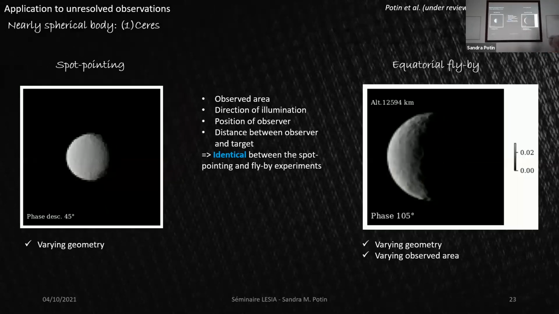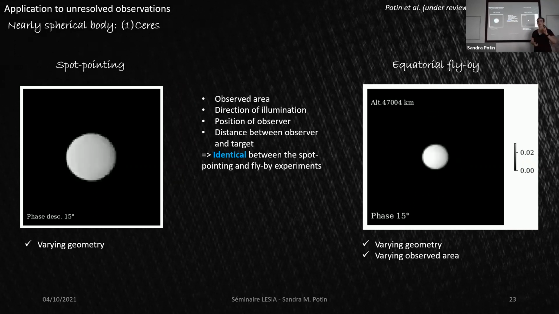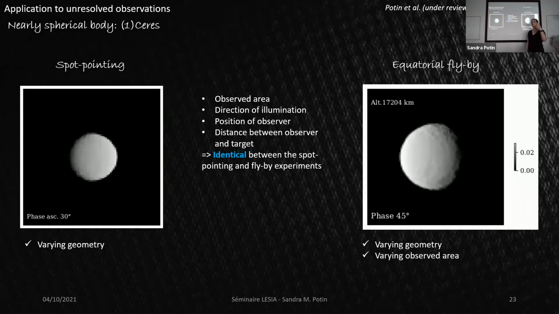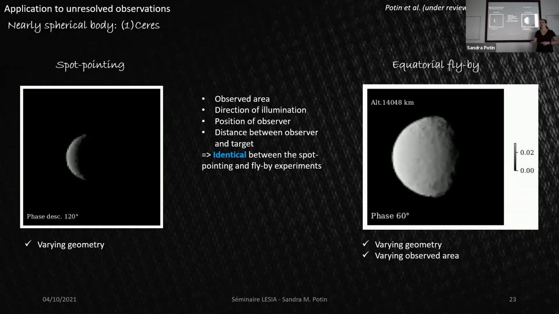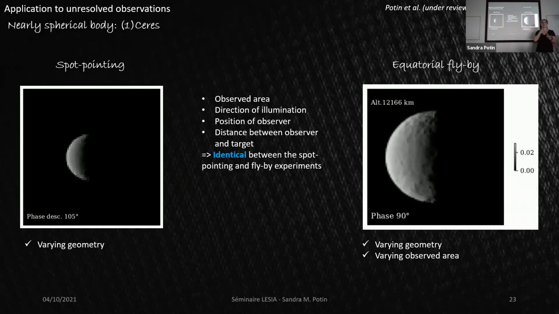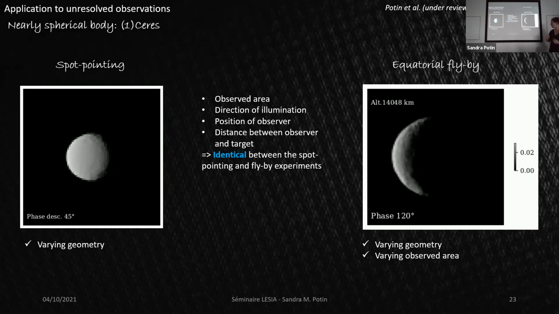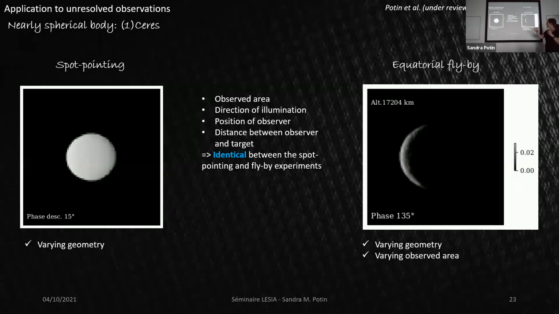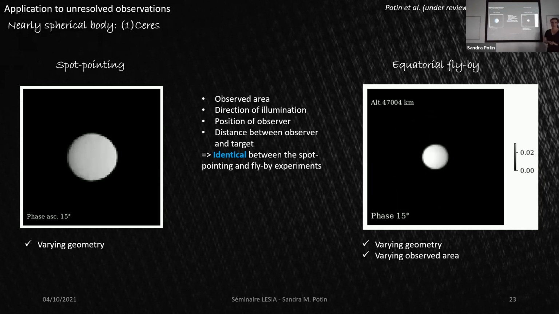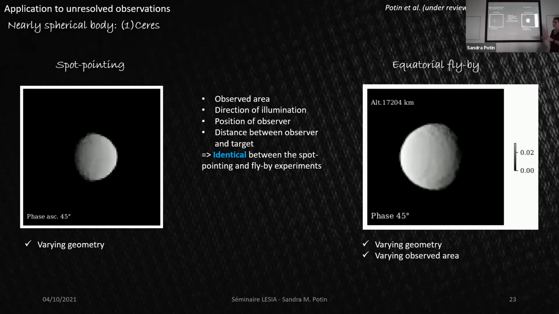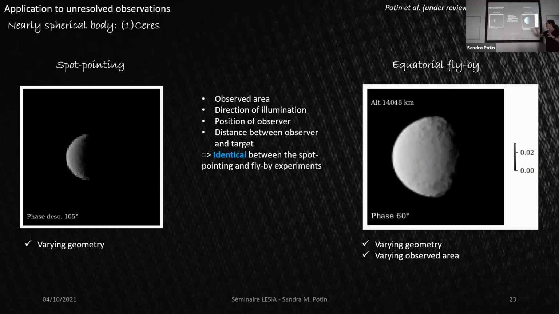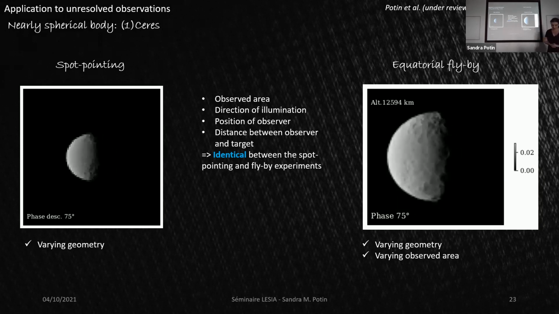So first, let's look at Ceres. These are images of the simulation. We simulated two different scenarios. A spot tracking experiment, where the object is fixed, the observer is fixed, and the sun moves to create variation of geometry. And we simulated a flyby, where the sun is fixed, the object is fixed, and the observer flies by Vesta. At each point, the observer looks toward the center of the object and takes pictures at different geometries.